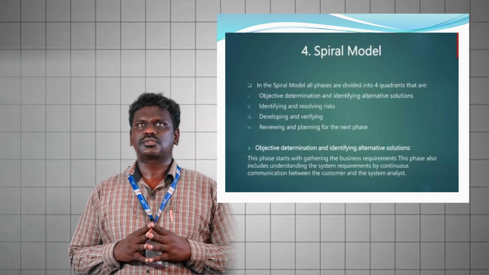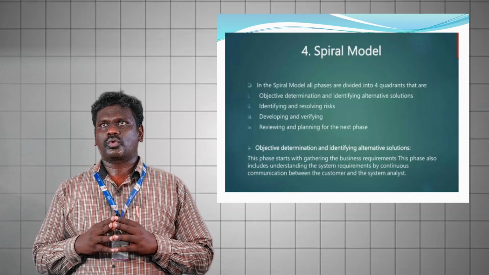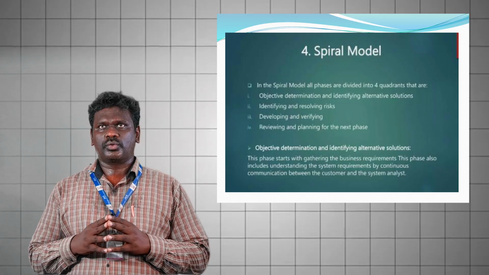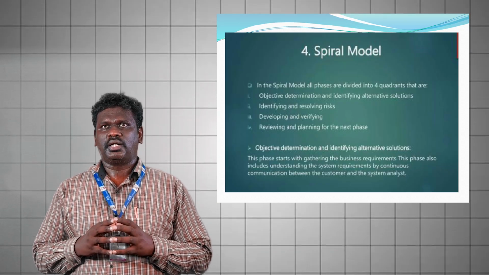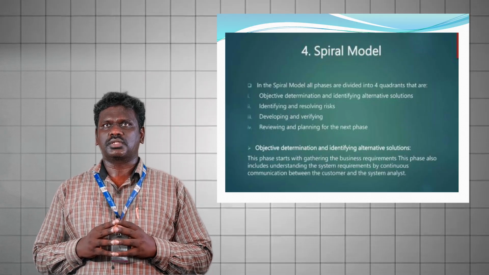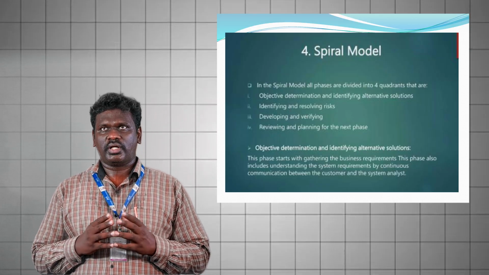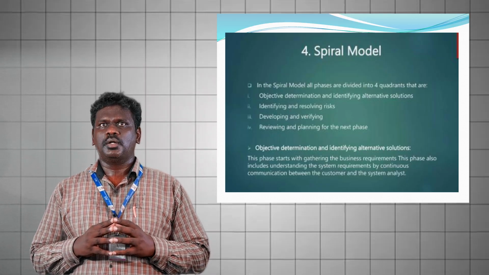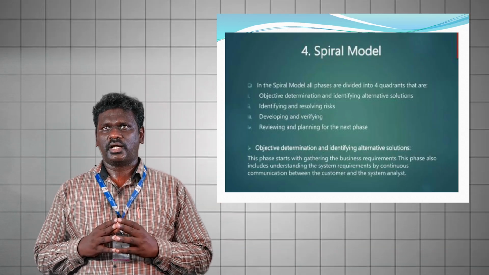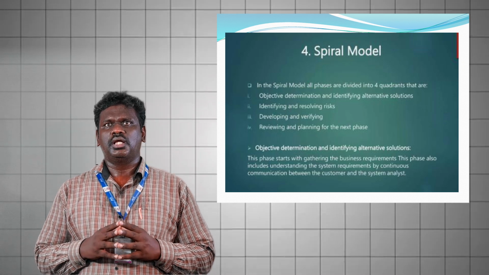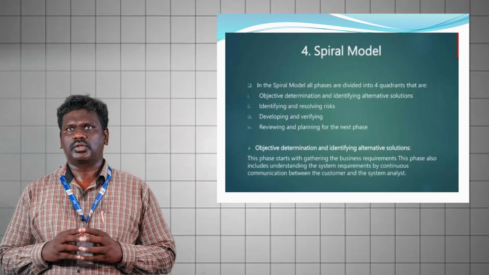The next one is the spiral model. In the spiral model, all phases are divided into 4 quadrants. The first is objective determination. The second is identifying and resolving risks. The third is developing and verifying. The last is reviewing and planning for the next phase. These 4 methods make the spiral model the best one compared to the other models. The first step is objective determination and identifying alternative solutions. This process starts with gathering the business requirements, and also includes understanding.